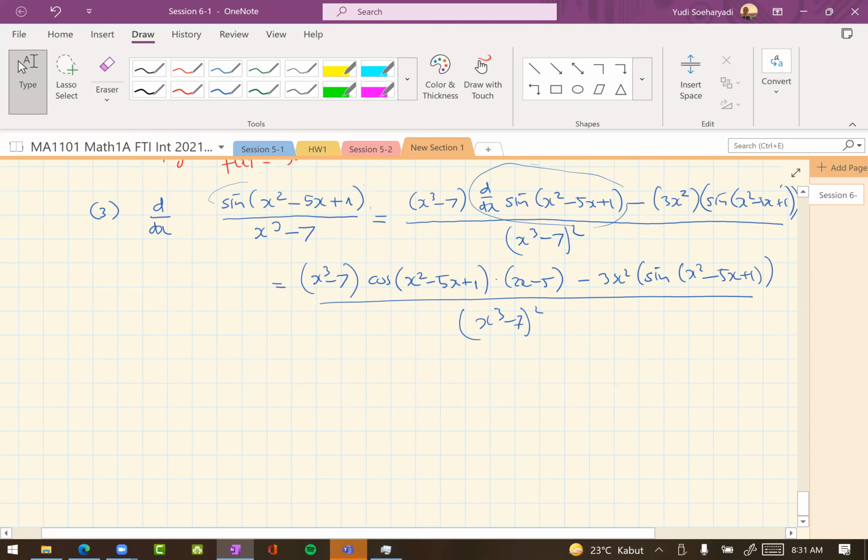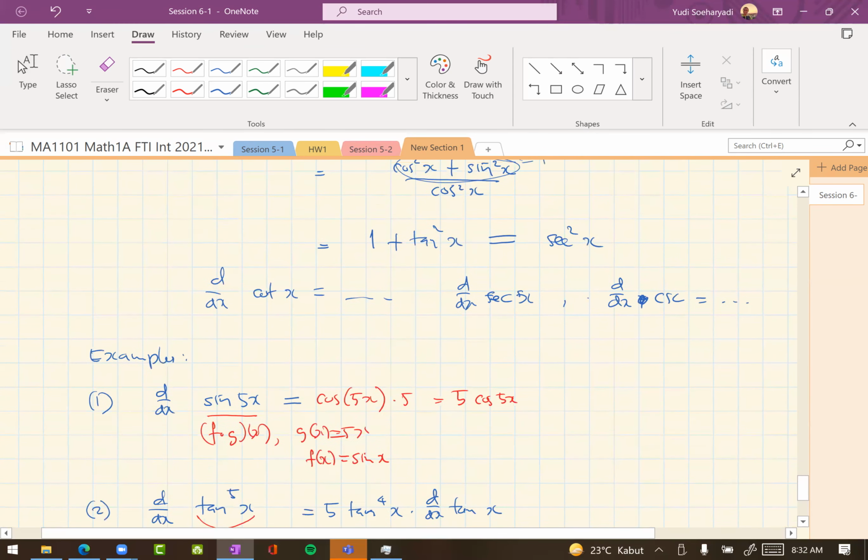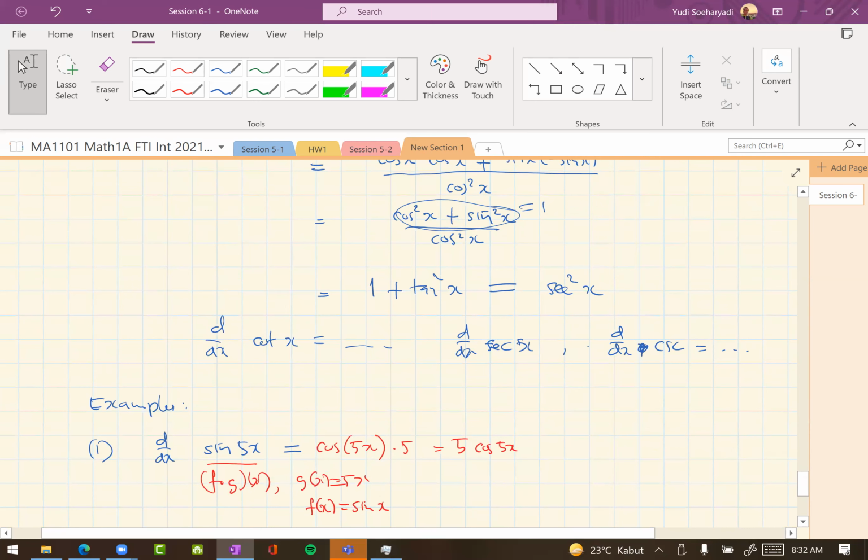Sir, I have a question. For the derivative of tan x, which one is more commonly used: 1 plus tan squared x or secant squared x? The more common one is secant squared. Okay, thank you, sir. The thing is that we have a formula that comes from the derivative.